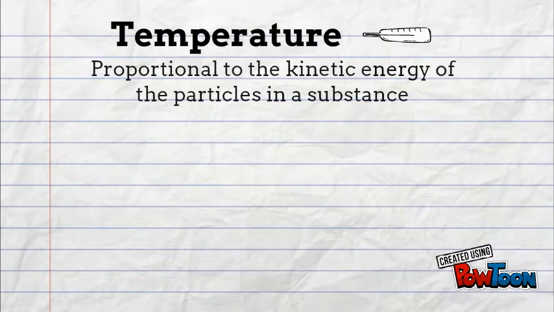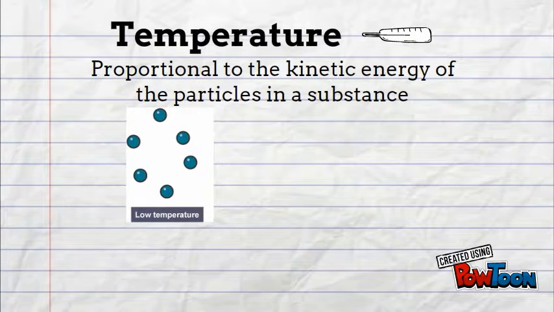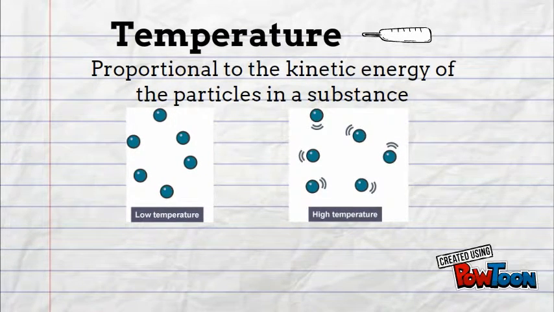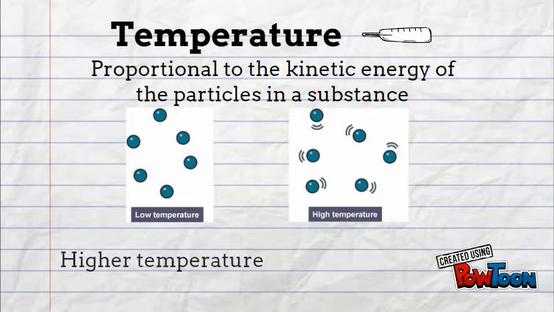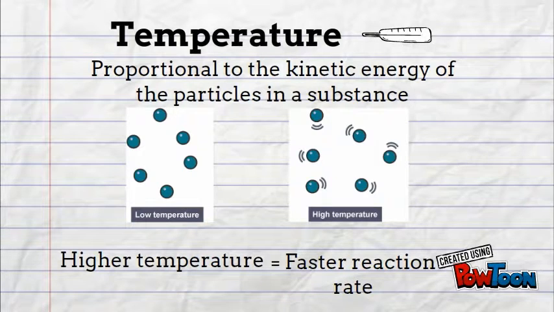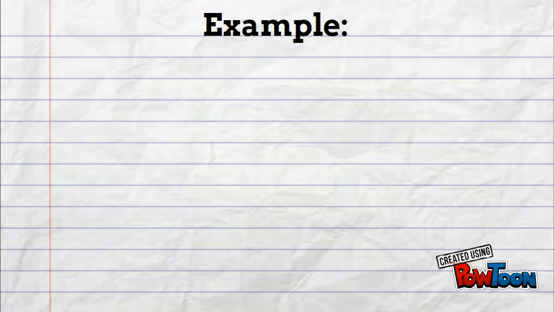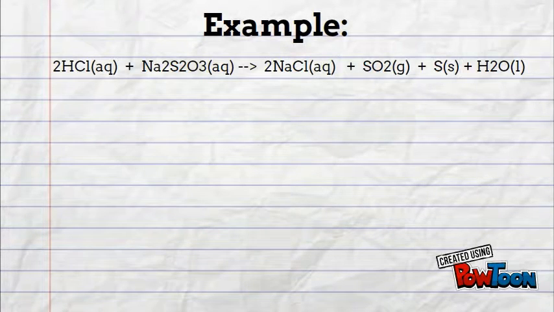Temperature is said to be proportional to the kinetic energy of the particles in a substance, meaning that at lower temperatures, particles have less energy than they do at higher temperatures. This therefore means that an increase in temperature of a reaction results in a faster rate of reaction. This can be seen through an experimentally conducted example, where the same solutions of sodium thiosulfate and hydrochloric acid were reacted repeatedly, but at different temperature intervals, to see the change in reaction rates.